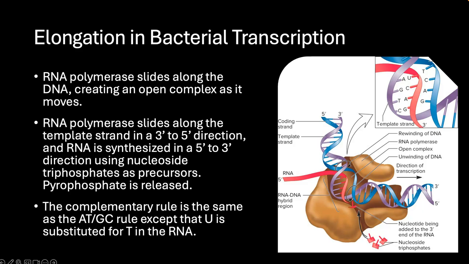During elongation, the RNA polymerase slides along the template or the antisense strand in a 3' to 5' direction and uses nucleoside triphosphates as precursors, much like we have seen in DNA replication, just with RNA. Complementary base pairing rules are followed during this process.